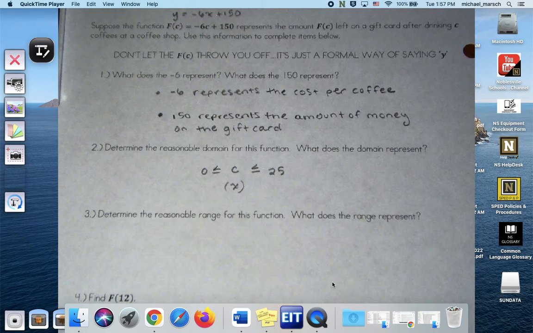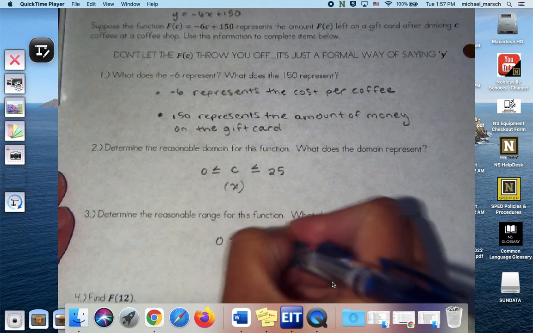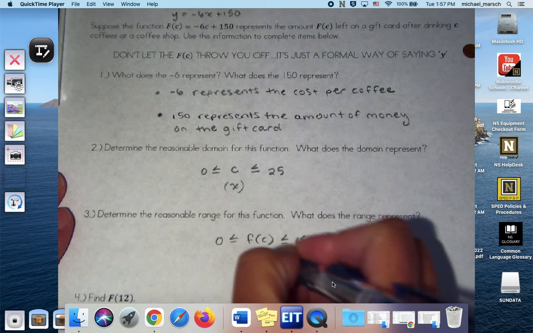So the reasonable range for this is pretty easy because we know how much is on the gift card, right? So 0 is less than or equal to f(c), which is less than or equal to 150. Remember, that's my y value.